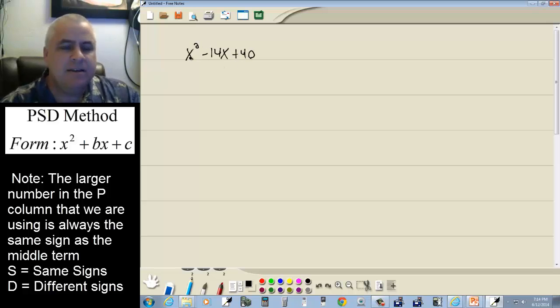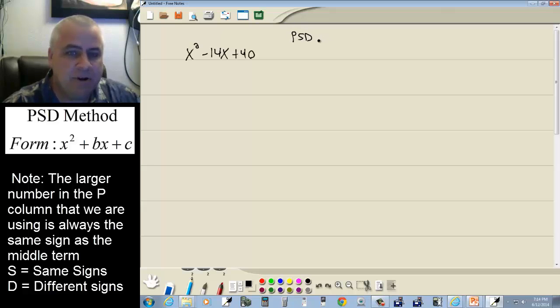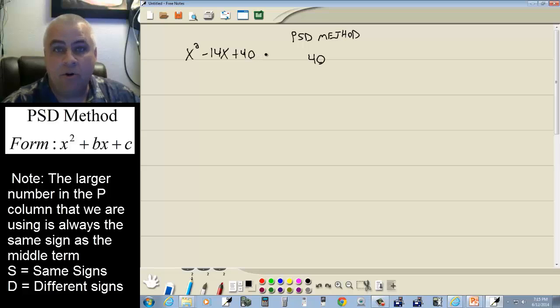Now this is of the form where you got x squared, x, no x, and there's no number in front of our x squared. That's specifically the form we're looking for. Again, x squared, x, no number in front of your x squared. This is the PSD method when it's of that form. With the PSD method, we take the number at the end, the 40, and we ignore signs. If that was a negative 40, we'd still go with a positive 40.